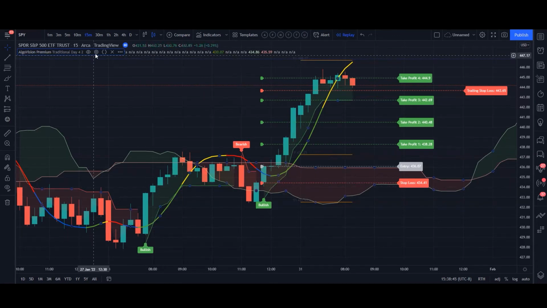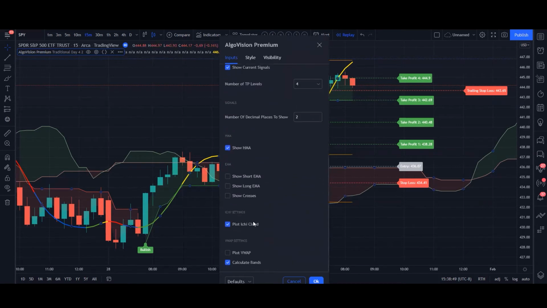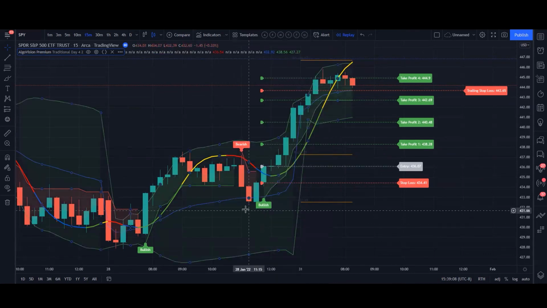But let's go ahead and take that off for now by going over to the Settings tab and unselecting Plot Ichi Cloud. The last of the on-chart indicators is the VWAP, which can be added by selecting the Plot VWAP button right here. And notice when I go ahead and do that, we get this nice blue VWAP right here with an upper and lower bound.